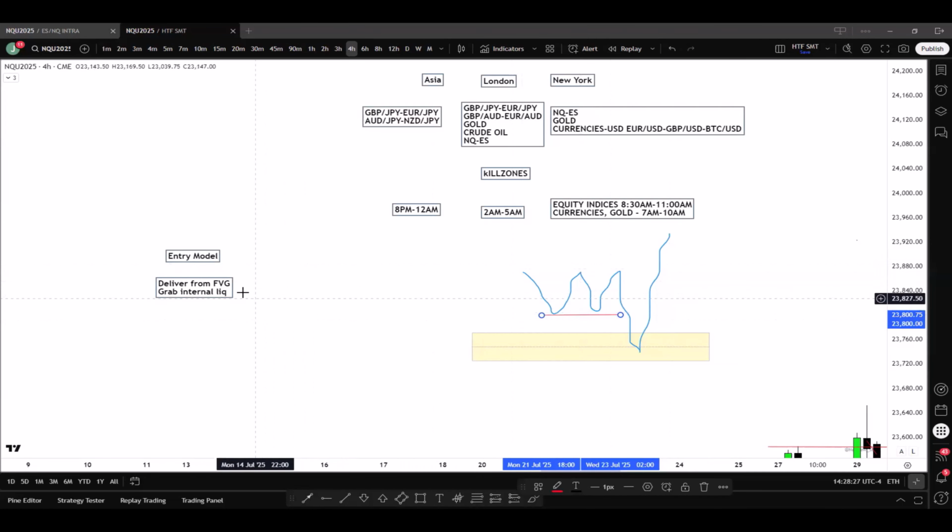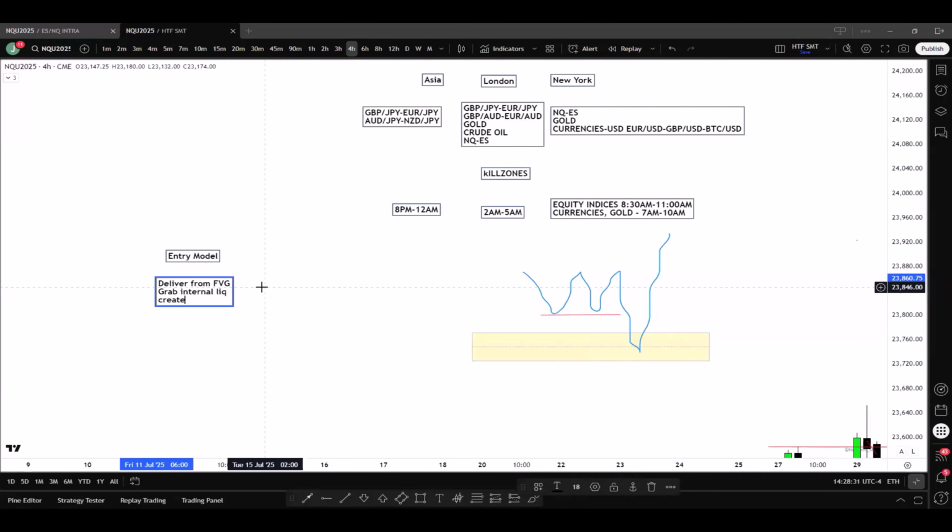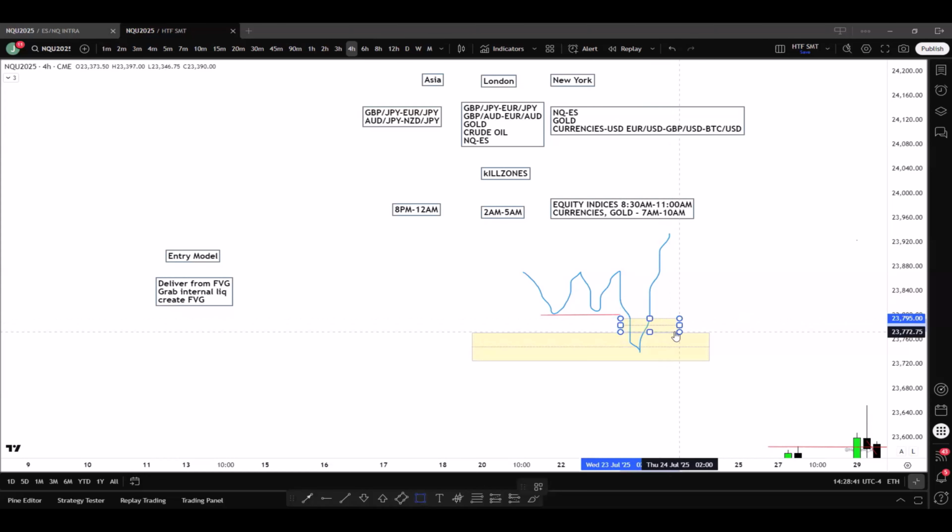Okay. When price grabs that liquidity, it needs to create a fair value gap. So let's pretend that this move here created a fair value gap to the downside.